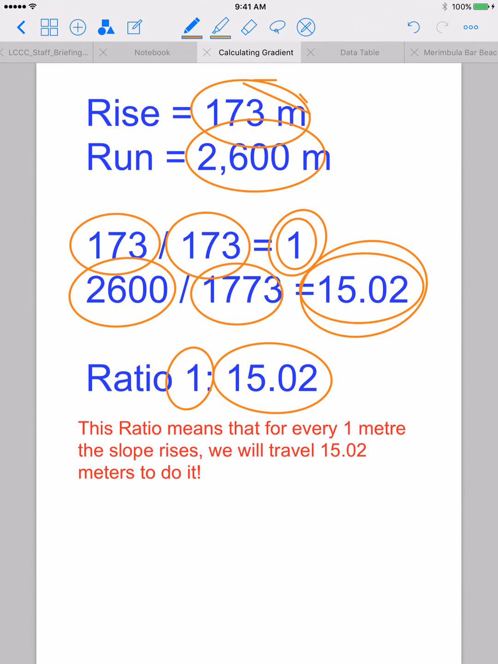In reality, what this means is that for every 1 metre the slope rises, we will travel 15.02 metres. It doesn't matter whether we're going uphill or downhill, we're just calculating the gradient. And that is how you calculate the gradient of a slope.